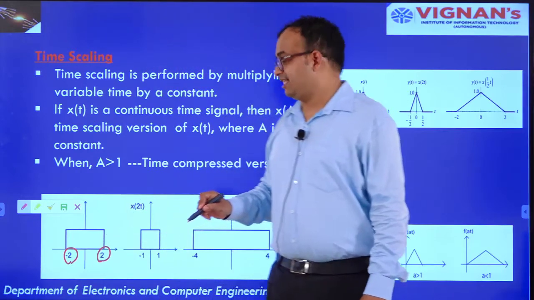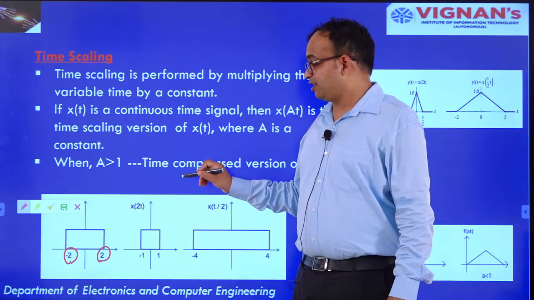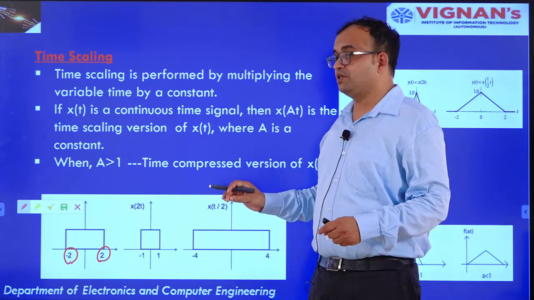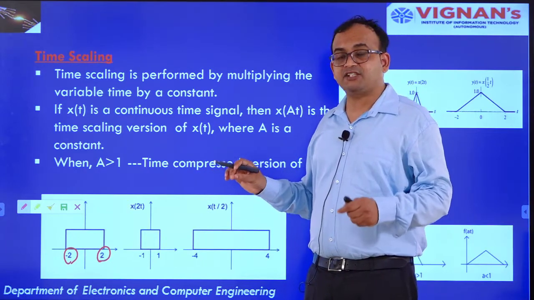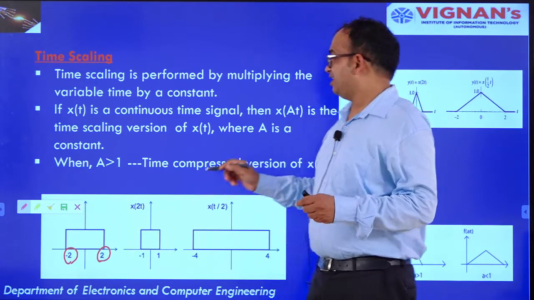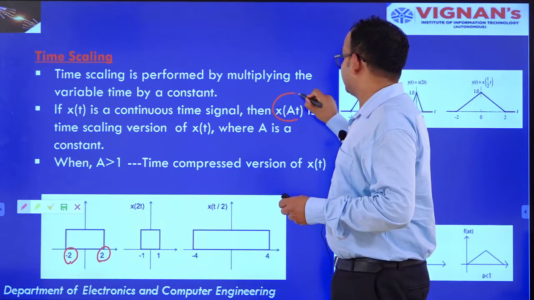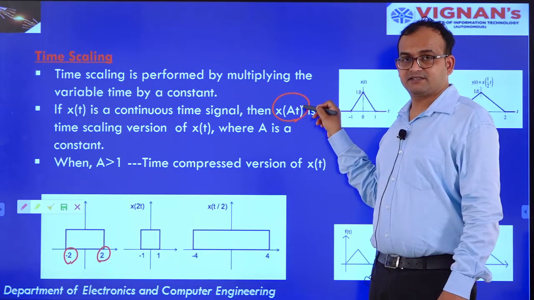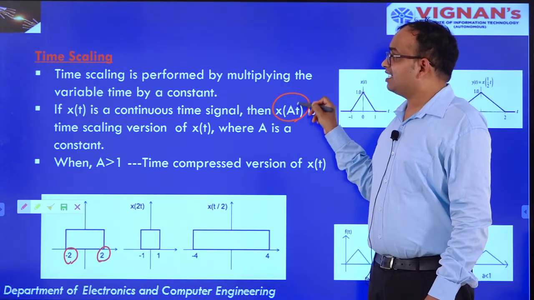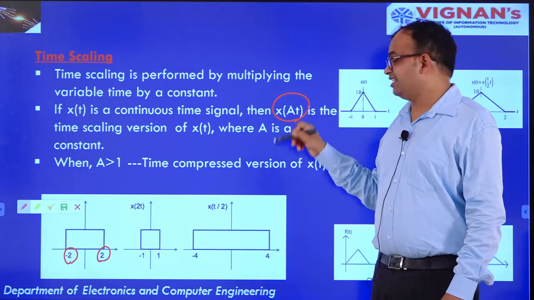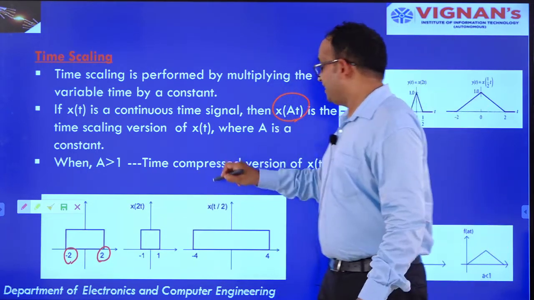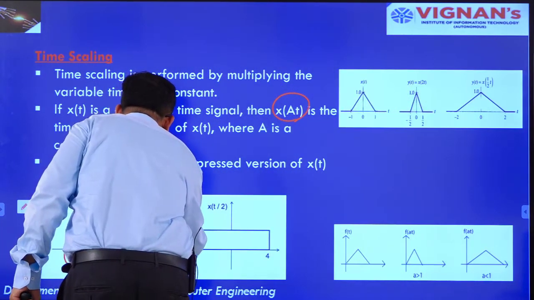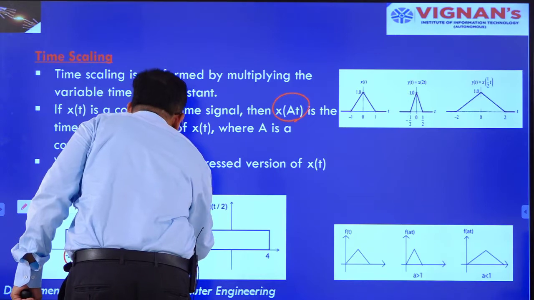So now x of t is defined with time ranging from -2 to 2. What we have to do here is find x of 2t. This function is of the form x of at, where a means the scaling of time, right? So what is the value of a now? In this case, a equals 2.